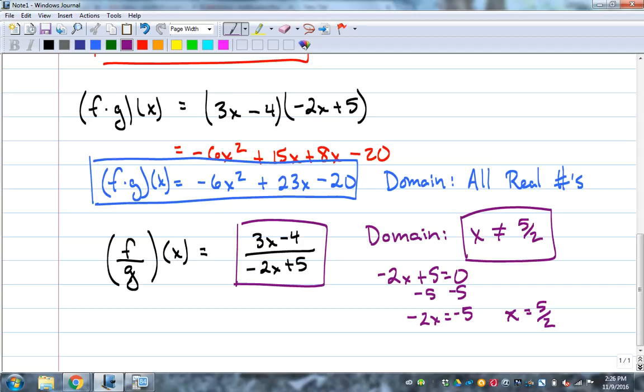Because if it was 5 over 2 and I plugged it in here, I'd end up with a 0 in the bottom. I'd end up with something else up top, but in the bottom I'd get 0, and I cannot divide by 0. So that's where that red flag is coming from, anytime there's a variable in the denominator. All right. So that's dealing with regular functions. Let's get into what we've been dealing with, the rational exponent functions and things.